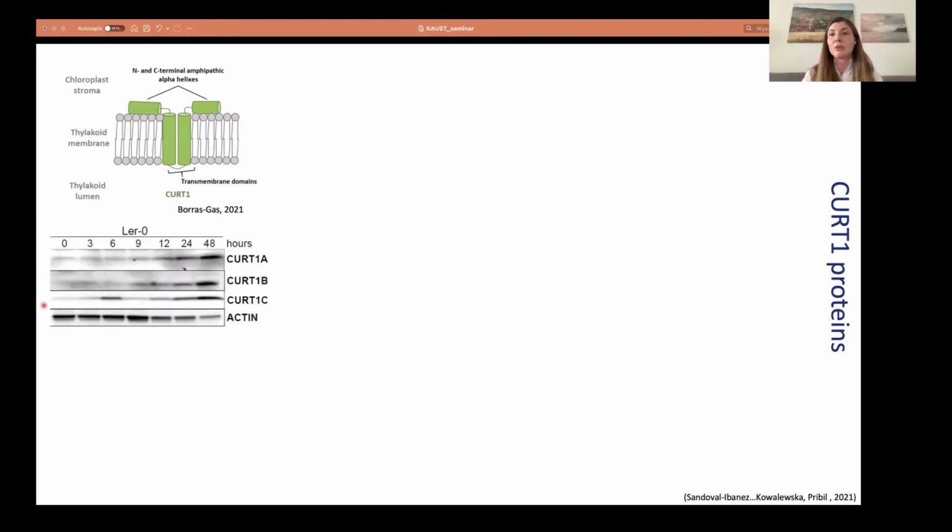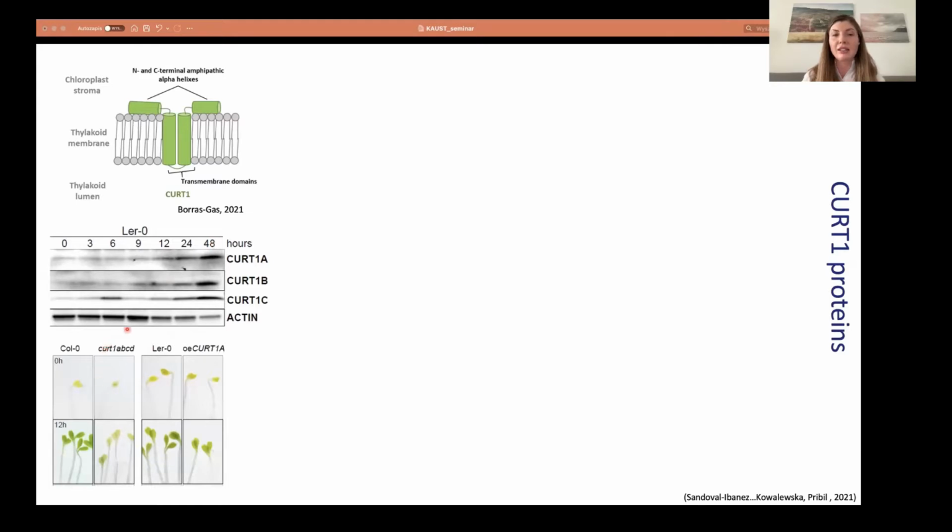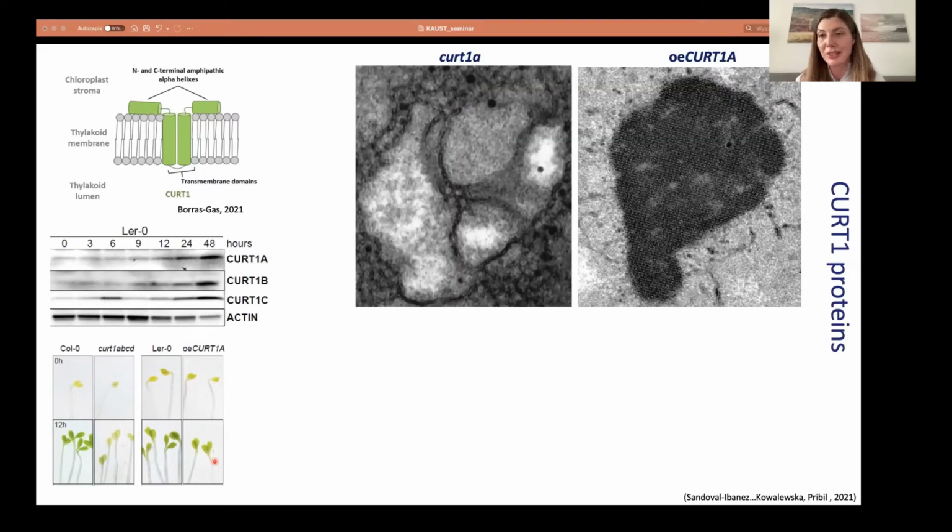So we tested this and we realized that CURT proteins are present already in etioplasts, and the amount grows in time during the development in light. Those numbers indicate hours of light. We also observed that in the CURT1 A, B, C, D mutant, the mutant that lacks all of the proteins from the CURT1 family, the plants had an impaired greening, so the biogenesis process was arrested. So obviously we were interested in how the lack of this protein, or the overaccumulation of this protein, which did not influence the process of chloroplast biogenesis, will influence the structure of the PLB, and the results were quite striking.